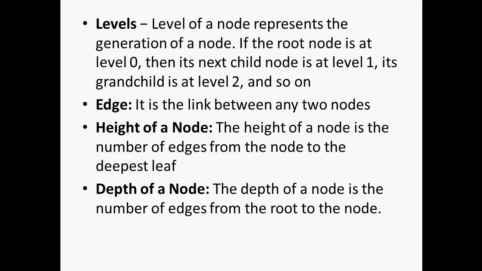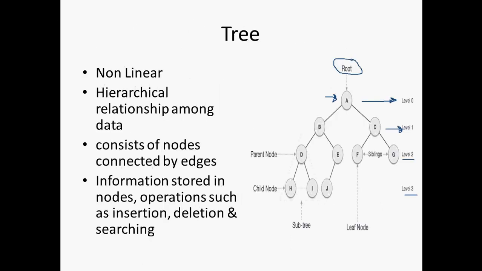Height of a node. Height of a node is the number of edges from the node to its deepest leaf. So here the height of node A is 3 because the deepest path up to node H travels through 3 edges. The height of node B is 2 because the deepest path to the leaf node can be traversed with 2 edges. Okay, so height of A is 3. Height of D is 1.